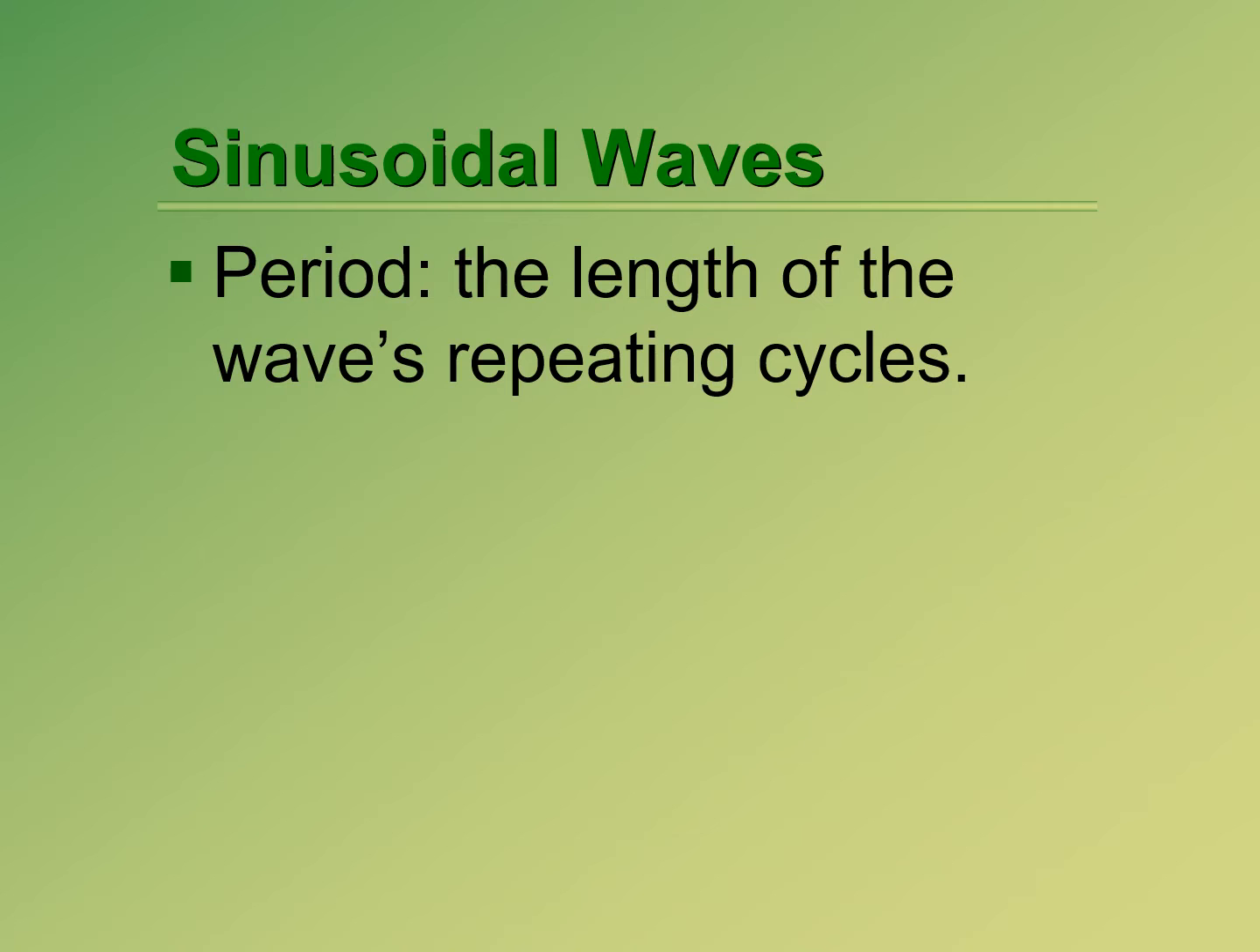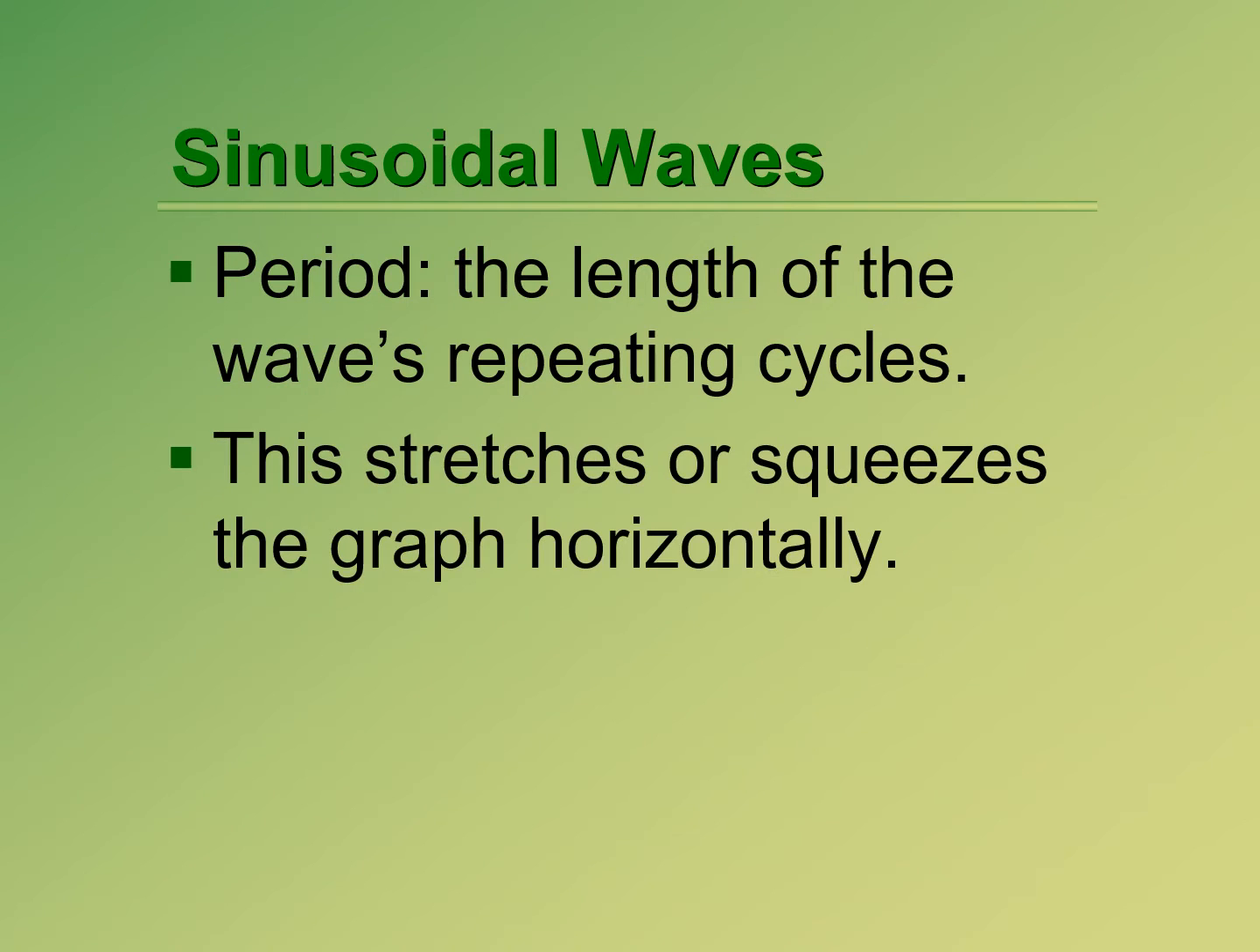All right, so the next thing we want to talk about is the period. The period is the length of the wave's repeating cycle. So you'll notice that the wave repeats itself. And so a period is 1 cycle, before it repeats itself. So just 1 wave before it repeats. So the period can stretch or squeeze the graph horizontally. If your period is really small, you're going to have a bunch of waves, versus a large period, you're going to have really big, wide, stretched out waves.